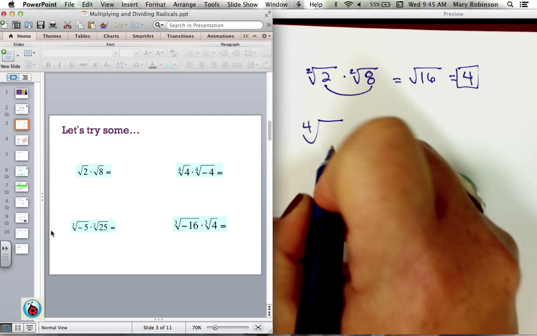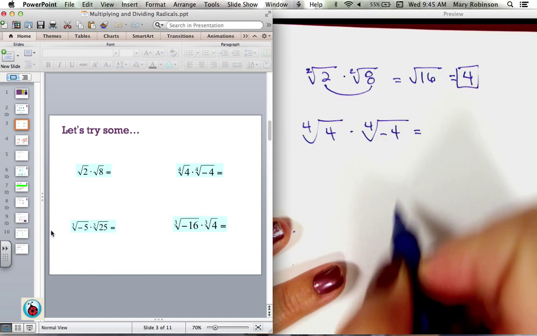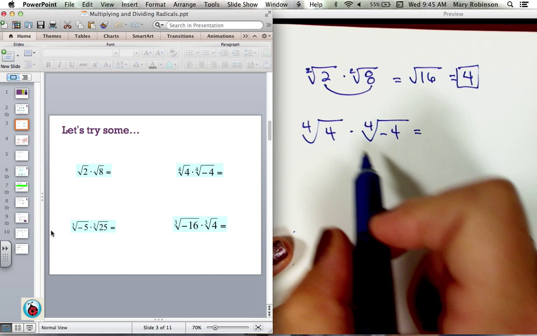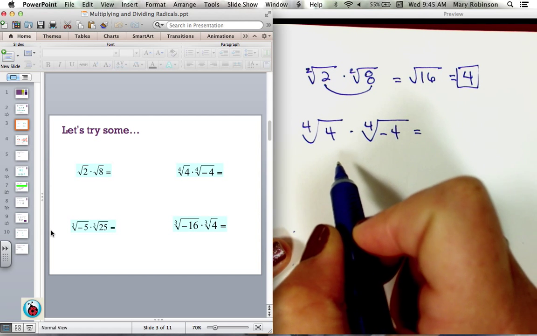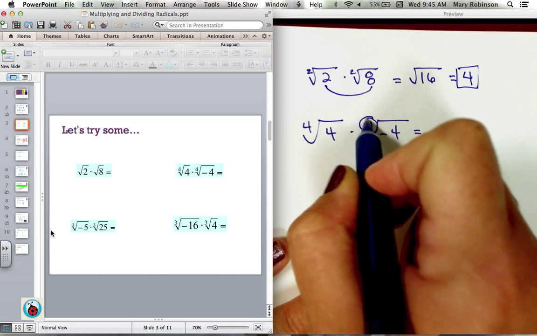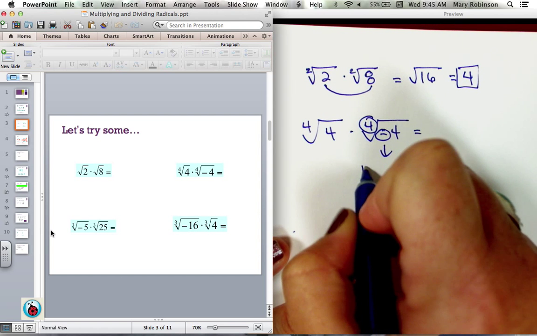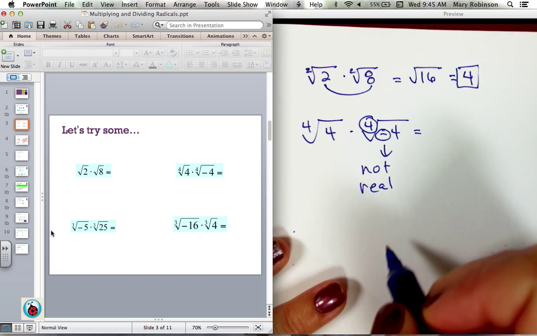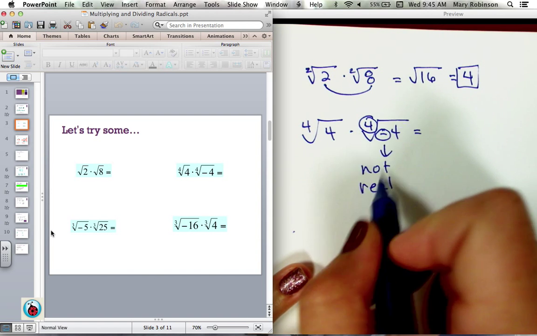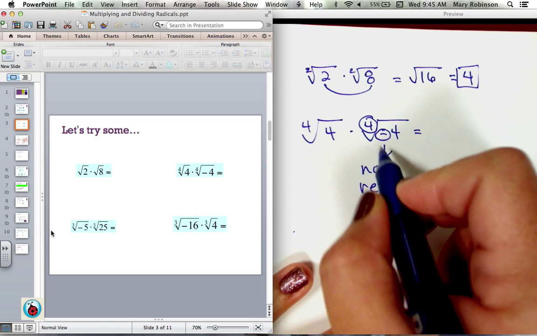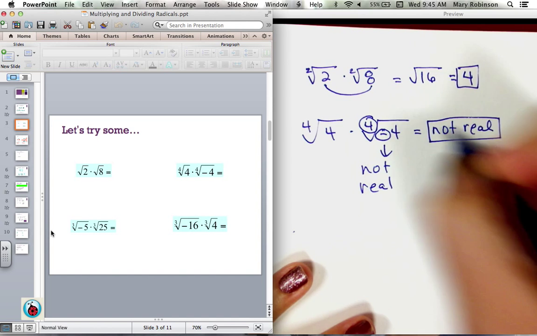Next, we have the fourth root of 4 times the fourth root of -4. Your first inclination might be to go ahead and multiply the 4 times -4, but you need to be careful and recognize that we have an even index of a negative number, and this part here is not real. You will learn in Math 3 how to simplify that. Since part of the expression is non-real, then the entire product cannot be multiplied, and we simply need to state that it's not real.